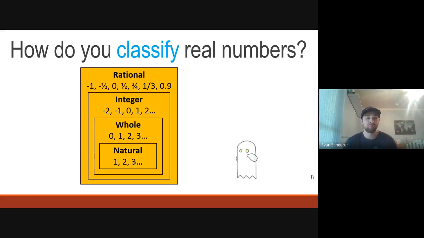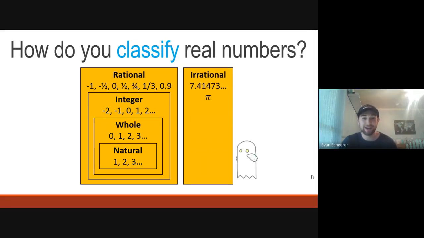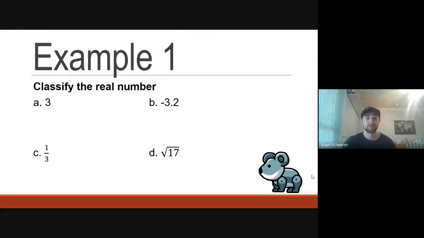For example, pi, 3.1415943260. I don't know, whatever it is. That's not a rational number because it does not terminate, it does not repeat, it doesn't stop, and it never repeats, so it's not a rational number. So then we have irrational numbers. That's a separate thing. So irrational numbers, like I said, are pi, but it's also just a random 7.41473, right?